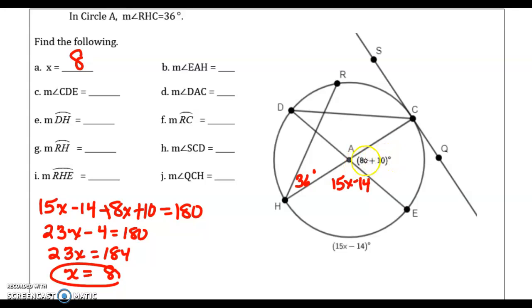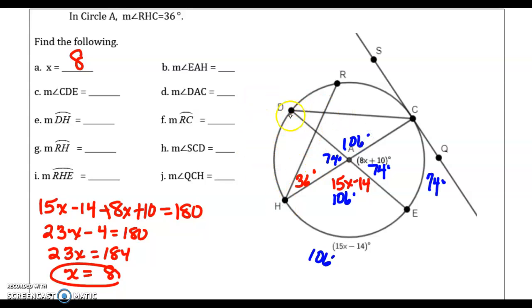If x is 8, this is going to be 64 plus 10, which is 74. And it makes this arc 74. This 15 times 8 minus 14 becomes 106. And that makes this arc 106. And then just using things you know, vertical angles are congruent. So this has to be 74 and this has to be 106.